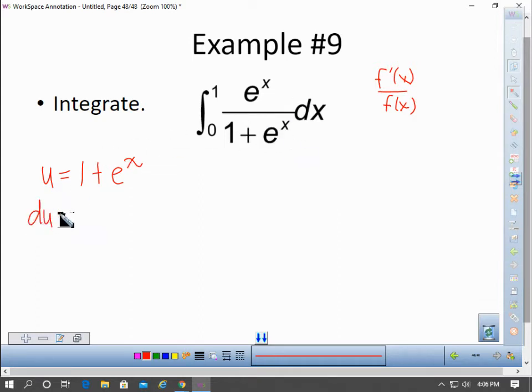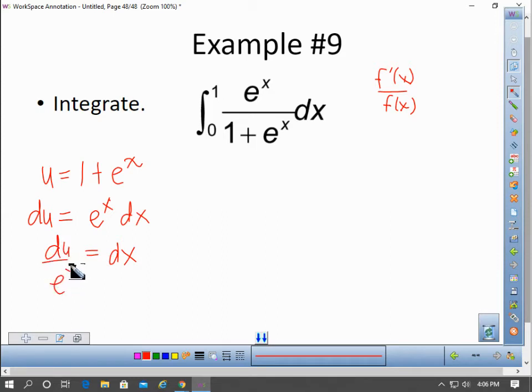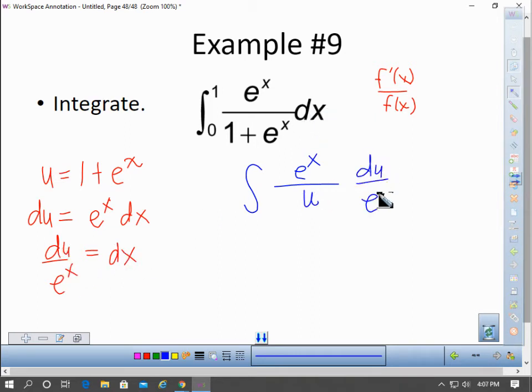So that means du equals, the derivative of this is e to the x dx. And then I'm solving for dx by dividing by e to the x. So now I'm ready to trade out. So it's e to the x over, this is my u, because 1 plus e to the x is what I let be u. And then in place of dx, I'm putting this fraction, du over e to the x.